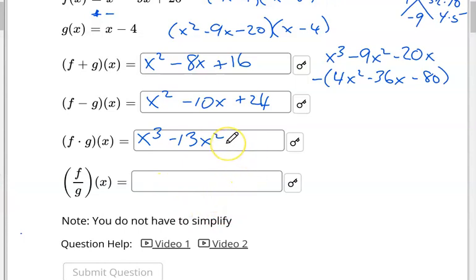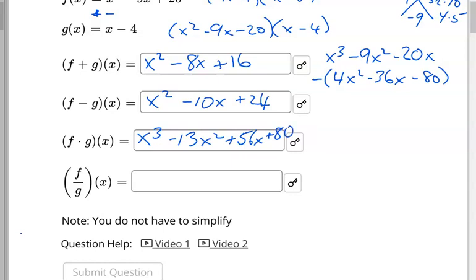Now back here. So we have our x squared. Now we have a plus 20x minus a negative 36x. So that becomes adding 36, right? A minus of a minus. So that becomes 56x. And there's only the minus a negative 80 laying around, so that becomes a plus 80.